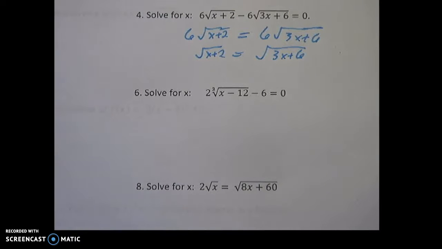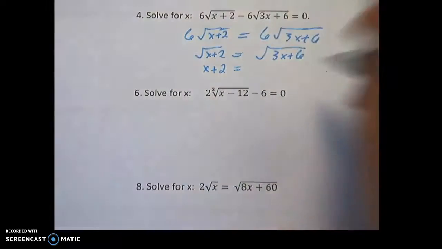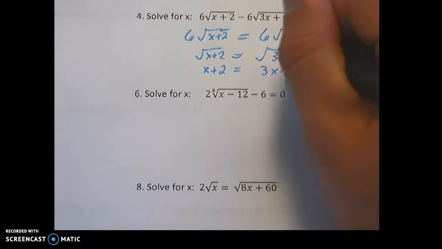Now it becomes a pretty simple problem. If you just square both sides, it'll get rid of both the square roots. So that's what I'm going to do. I'm going to square both sides. That's going to leave me with x plus 2 equals 3x plus 6.